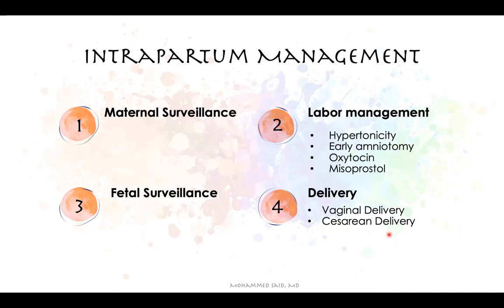The second thing is the early amniotomy. There are pros and cons for that. When you do the early amniotomy, the first benefit is, you remember when we said the consumption coagulopathy is going to happen because the retroplacental hematoma is increasing the pressure into the intervillous space. So when you do the early amniotomy, you're just relieving this pressure.